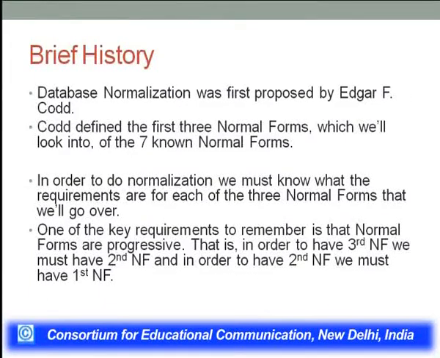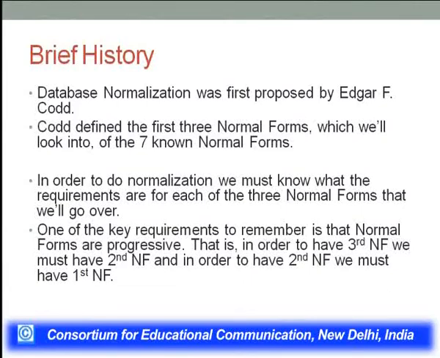The idea of normalization was first proposed by Codd. He defined the first three normal forms, and today we have 7 normal forms. In order to do normalization, we must know what the requirements are for each of the normal forms. One of the key requirements to remember is that normal forms are progressive.